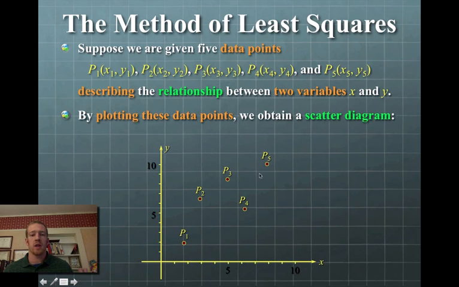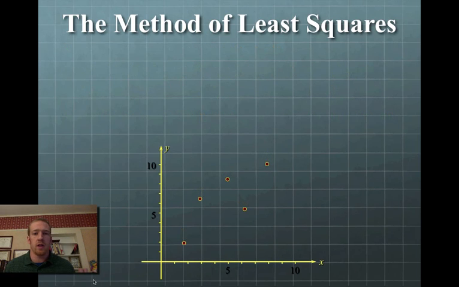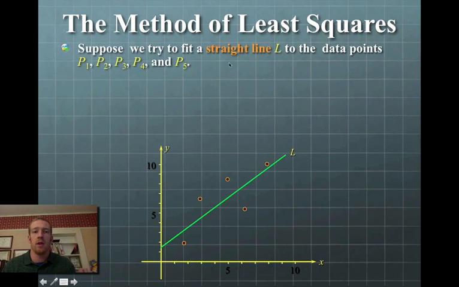Now we could just try to connect a couple of points like we did in our previous labs and find the line that goes through those. But the best line of best fit can actually be mathematically found, and that's through the method of least squares.